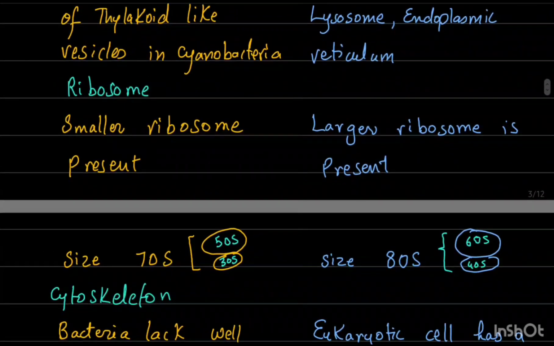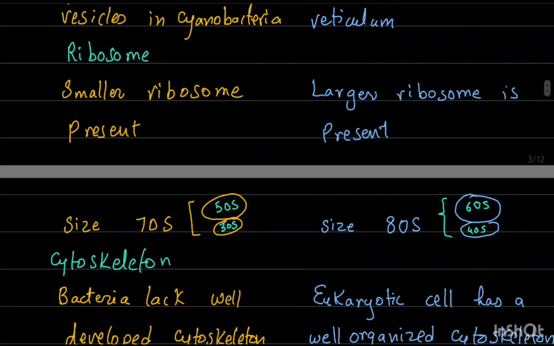Ribosomes: prokaryotic cells have a smaller ribosome, and eukaryotic cells have a larger ribosome. If we go into the detail, a ribosome consists of two units, a larger subunit and a smaller subunit. The overall size is 70S. S is the sedimentation unit, which determines the size of the ribosome. In prokaryotes, it's 70S, and in eukaryotes, it's 80S.